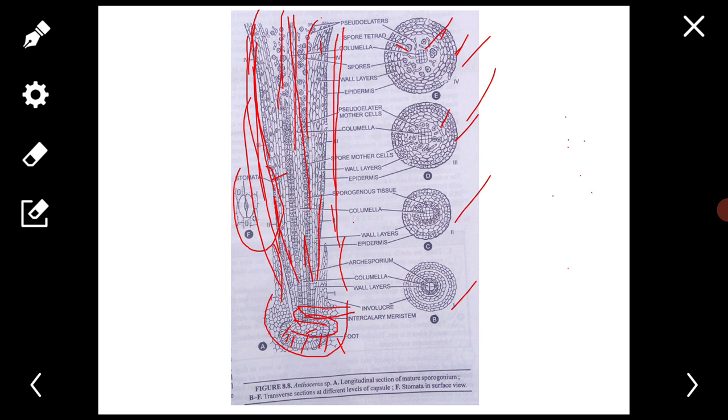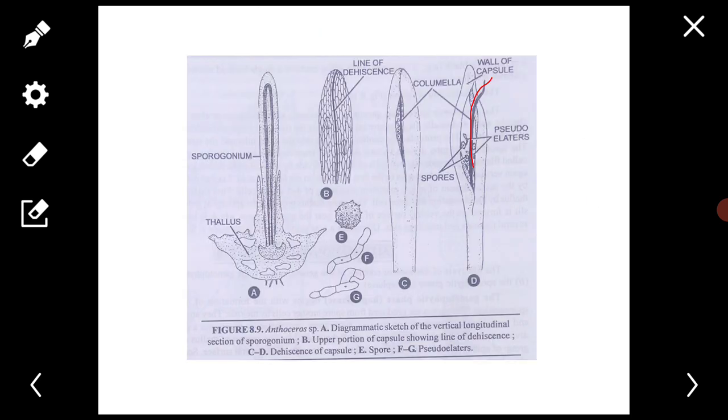It extends from the base right through the center of capsule and ends a little behind the apex. Apex से just पहले ये इसका एंड हो जाता है. The columella provides mechanical support to the delicate capsule. कैप्सूल को वो मैकेनिकल सपोर्ट मीन्स खड़ा करे रखता है, स्टैंड किए हुए रखता है. It also helps in the conduction of water and minerals.